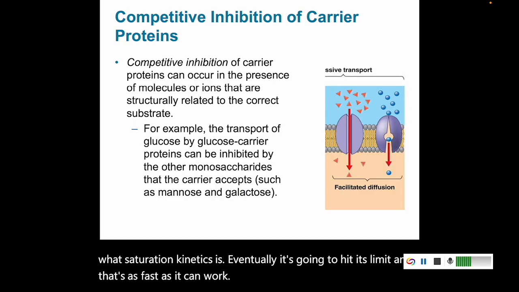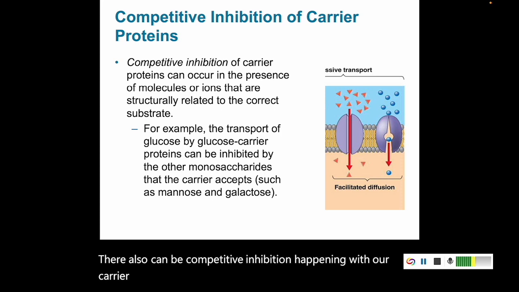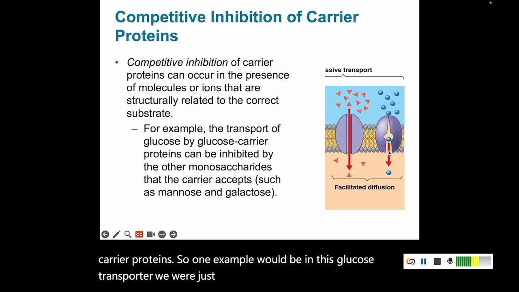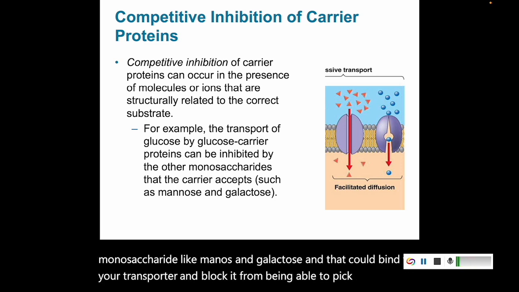There can also be competitive inhibition happening with our carrier proteins. One example would be in this glucose transporter we were just mentioning. You could put another monosaccharide like mannose or galactose, and that could bind to your transporter and block it from being able to pick up glucose.